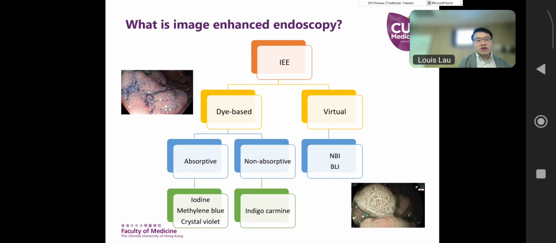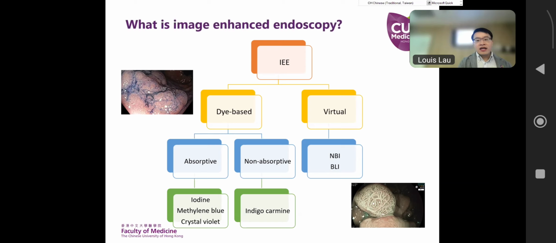But still, we have some good use of the dye-based, especially when we come into endoscopic resection. We need to determine the margin. For the dye-based, there are mostly two major types of dyes. Most of the dyes are absorptive. Essentially the cells will absorb the dye and produce the color difference. Very typically it is iodine, the glucose solution in the upper GI tract. But in the lower GI tract, we will usually use crystal violet more. That is another type of dye that will enhance the surface pattern.